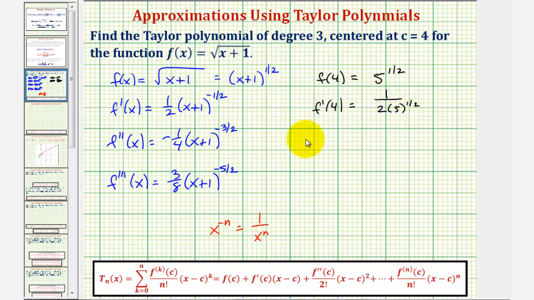And then for f double prime of 4, we'd have negative 1 over 4. This would be 5 to the power of positive 3/2 in the denominator. And then finally, f triple prime of 4 is equal to 3 divided by 8, and then we'd have 5 to the positive 5/2 in the denominator. Now we can find our Taylor polynomial centered at c equals 4 using this definition here. Let's do this on the next slide.